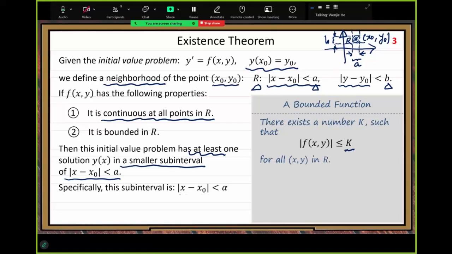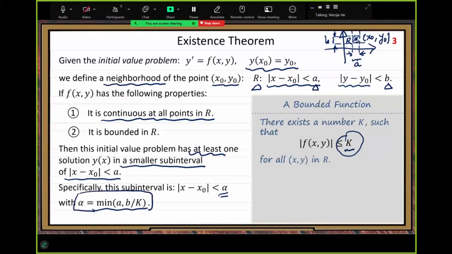This subinterval is the absolute value of x minus x0 less than alpha, a new constant alpha. This alpha is smaller than the previous constant a. And alpha could be given as the minimum of a and b over capital K. So this upper bound constant capital K should be used. You may ask why this alpha.